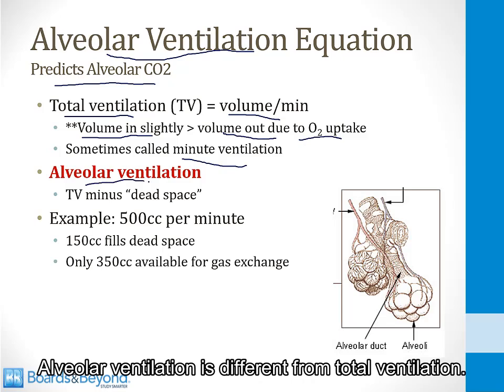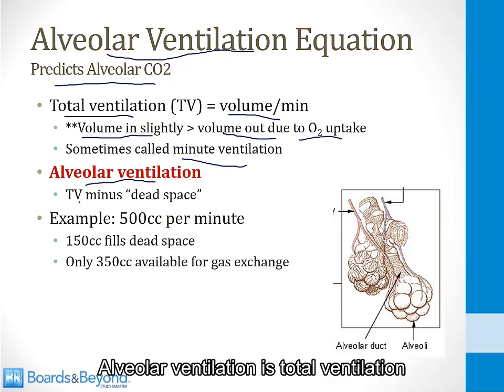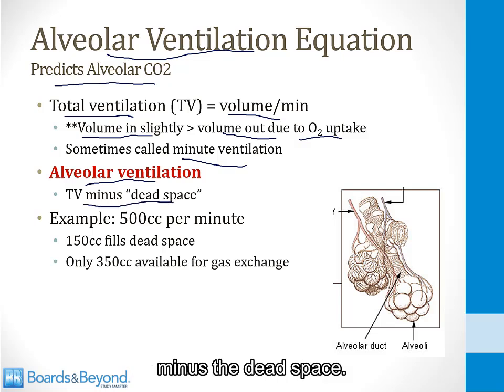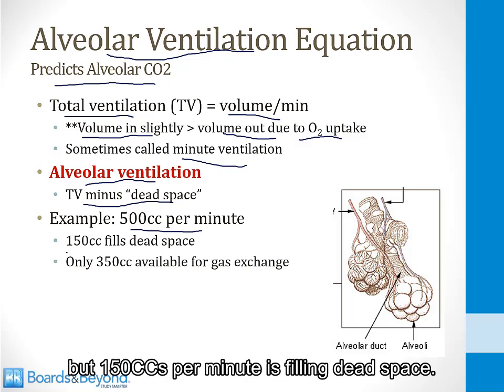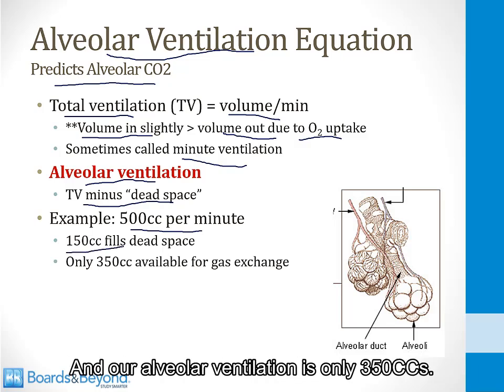Alveolar ventilation is different from total ventilation. Alveolar ventilation is total ventilation minus the dead space. So for example, if 500 cc's per minute are going in and out of our lungs, but 150 cc's per minute is filling dead space, then our alveolar ventilation is only 350 cc's.